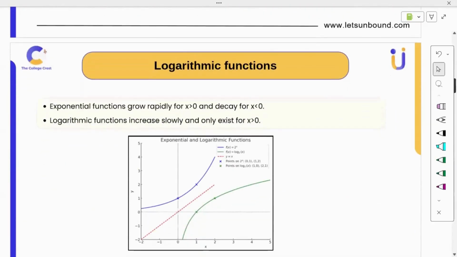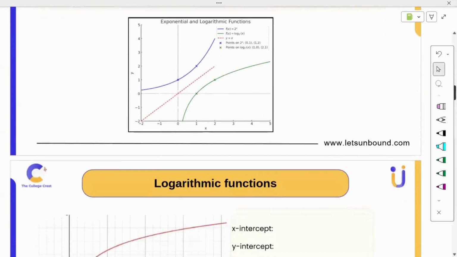Now, logarithmic functions. Exponential functions grow rapidly for x greater than 0 and will decay for x less than 0. A logarithmic function will increase slowly. It will increase but slowly, and only exists for x greater than 0. The domain is important here: your input cannot be 0 or negative. And this is what we did. 2^x is the blue curve. The green one is log base 2 of x.